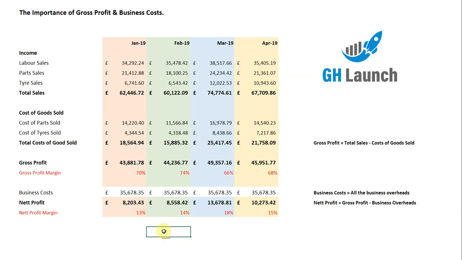So I hope that clears up gross profit and how you can use gross profit if you understand what your business costs are.